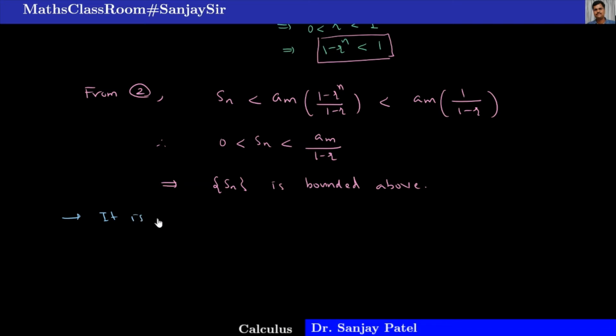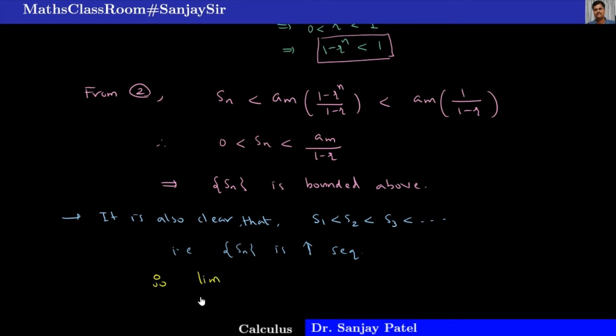It is also clear from our series that S1 is less than S2, S2 is less than S3, and so on. So that is, Sn is an increasing sequence. Sn is bounded above and it is increasing, and therefore the conclusion is that the limit as n tends to infinity of Sn exists.